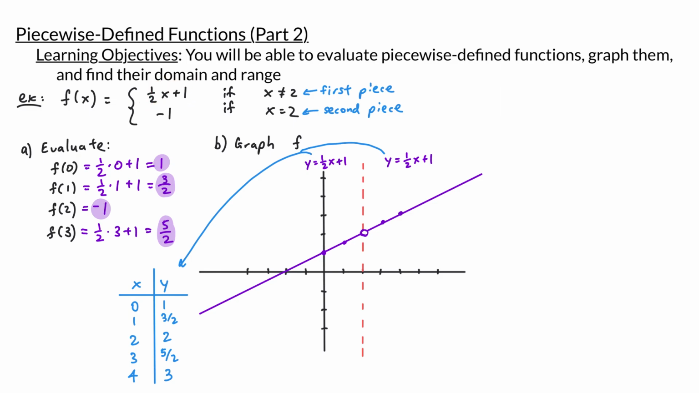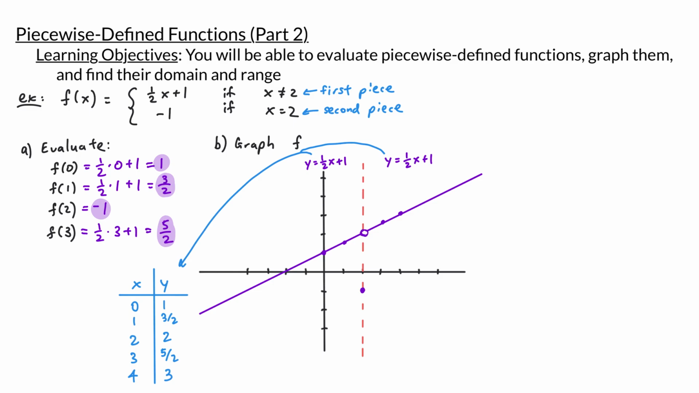Now let's move on to our second piece. Our second piece is just for x equals 2. At x equals 2, we know that the output is -1, so we have the point (2, -1) here. So I'm going to place that point on my dotted line. Now that we've drawn our two pieces, we're done.